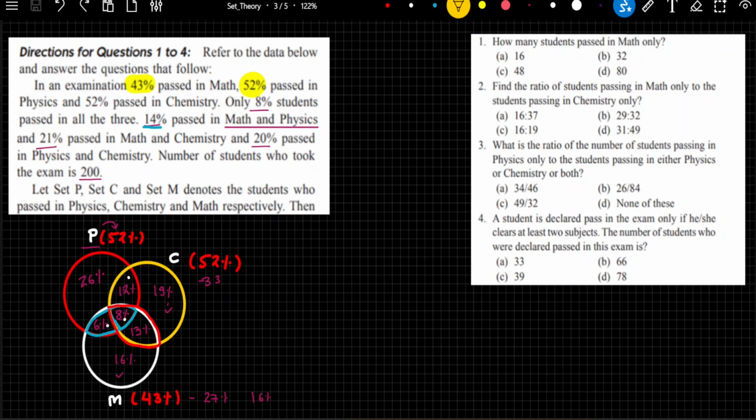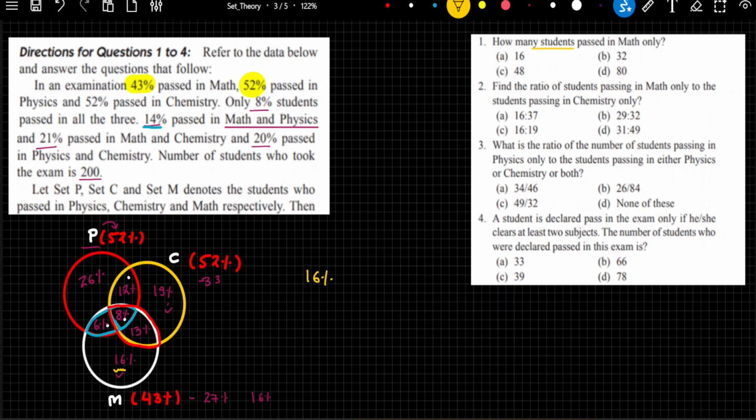Let's read the first question. How many students passed in subject maths only? So if you look at the diagram, you would say, sir, these are 16%. So some of you might be thinking, shall I mark an option which says 16%? So you might think about marking option A as your answer. But let me tell you guys, option A is not the correct answer, because in the question they have asked you to find out the answer for the number of students.